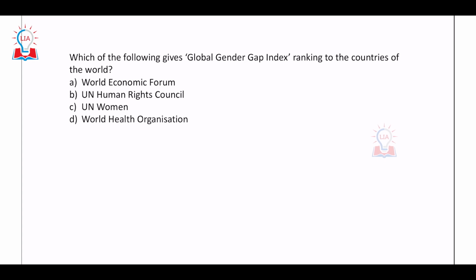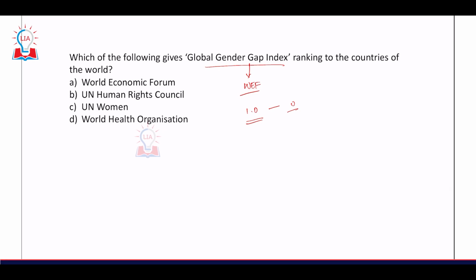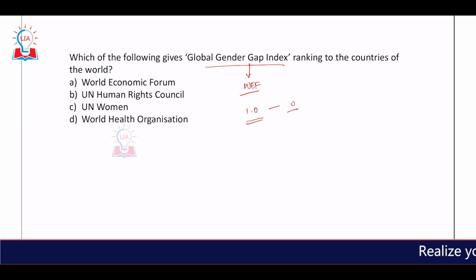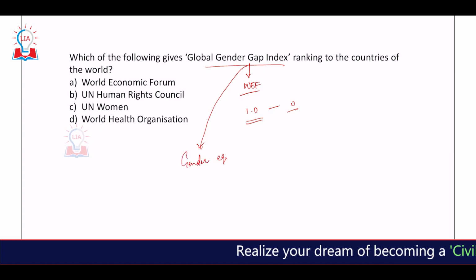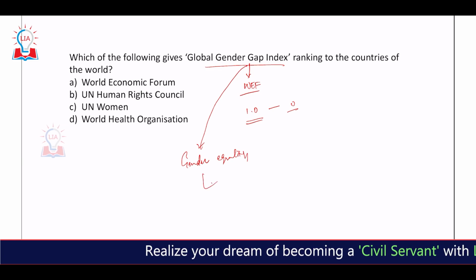Next, which of the following gives the Global Gender Gap Index? What is this Global Gender Gap Index? This gender gap report is released by the World Economic Forum, WEF, and the highest possible score is 1 and the lowest possible score is 0. So scores vary from 0 to 1. It measures gender equality, and across 4 parameters actually.